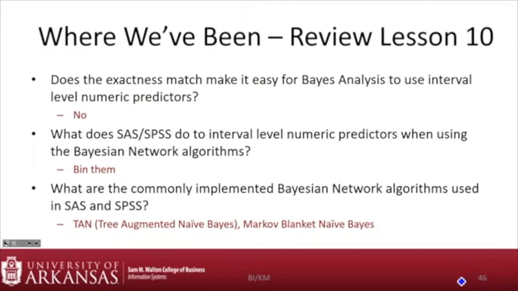Commonly implemented Bayesian network algorithms. This is probably one of those where I'll have a list: which of the following are or are not. If I make a question like this, and I have TAN and Markov blanket, and words that make sense, and then something that doesn't make sense, like a Douglas decision tree, whatever. If the question seems obvious, like the answer's in the question, just go with it. Don't overthink this.